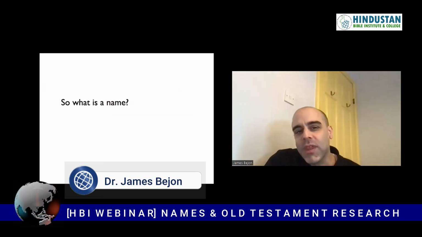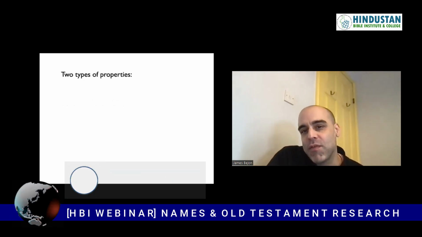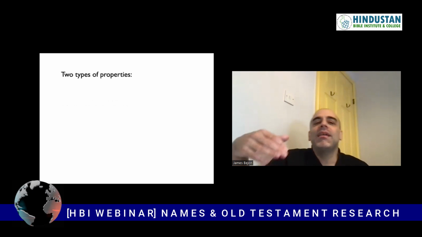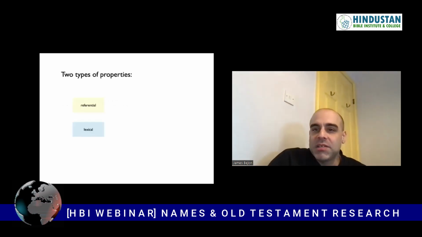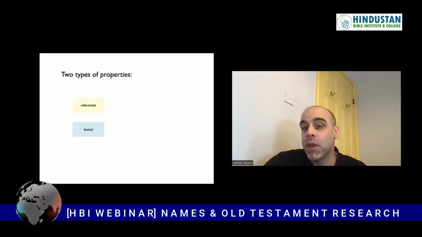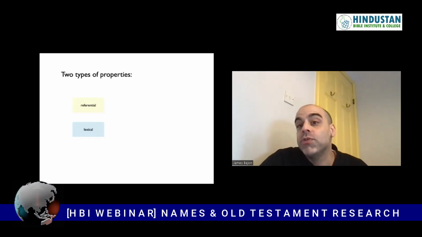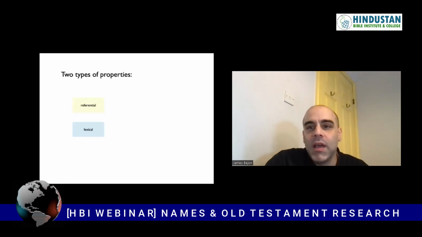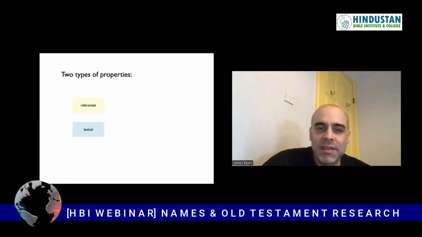So what is a name? Seems a good way to kick off. We can think of a name, for the purpose of our talk now, as a word with two types of properties. First, a name will have referential properties. It will refer to someone. The name James refers to me. Secondly, it will have what we can call lexical properties. Names aren't generally just nonsense words which people have made up. They come from known lexemes, which you can look up in a dictionary and so forth.